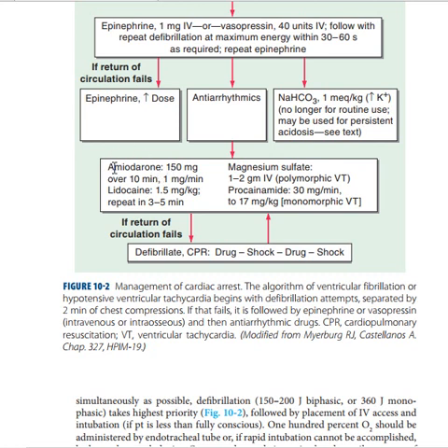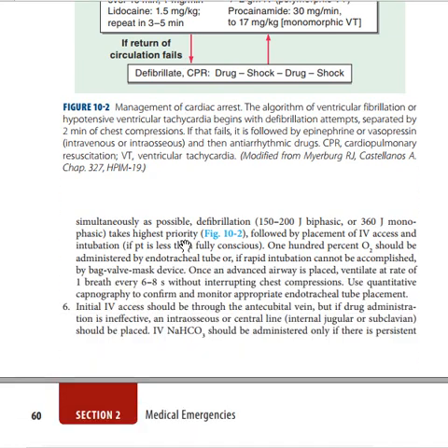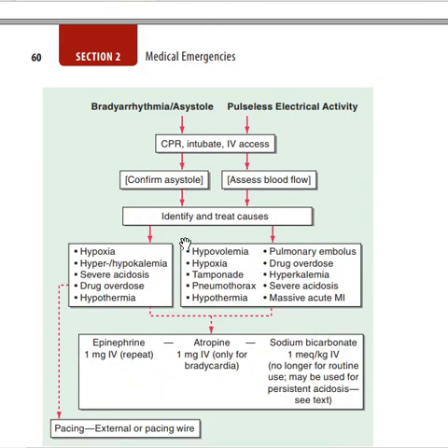So this one is a potassium ion channel blocker. Lidocaine is a sodium ion channel blocker, and so those are the things that you can use. The other ones that you can use are magnesium sulfate and procainamide. So those are the steps that you have to perform when you have a case of ventricular tachycardia with a pulseless electrical activity.